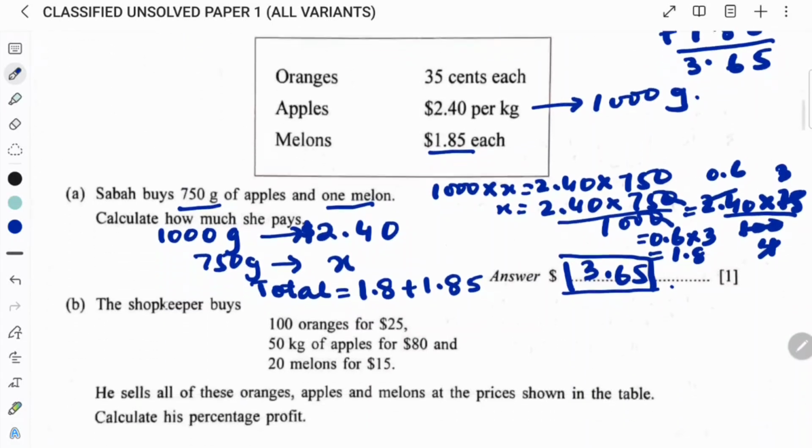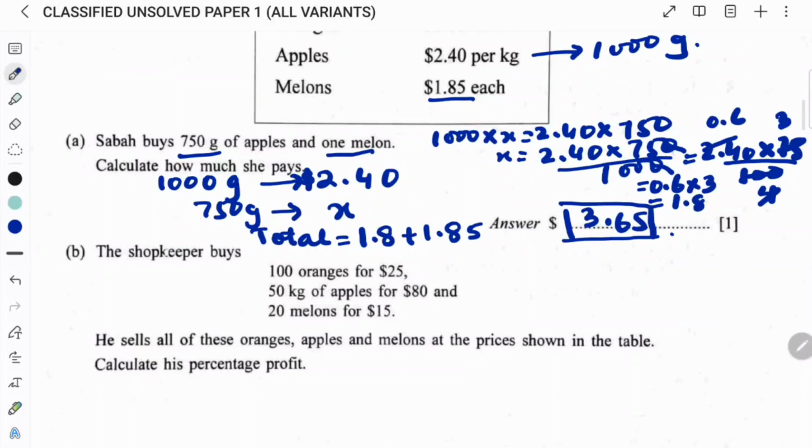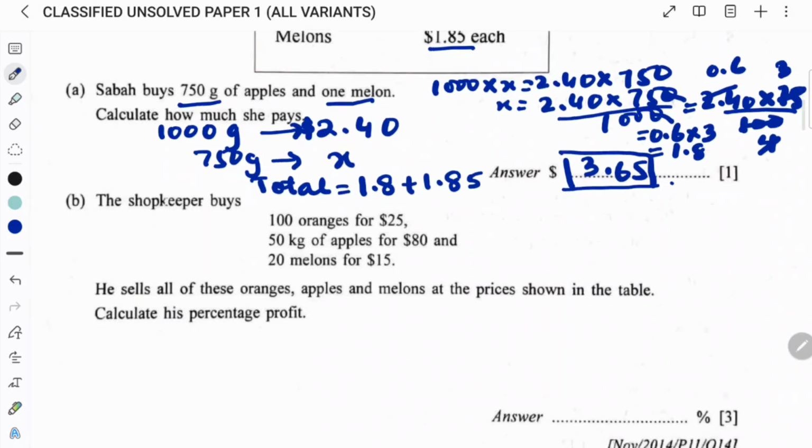All right, so part B. First of all, in this question we just changed the per kg into 1000 grams and then found the cost for 750 grams with the ratio method. Okay, now the shopkeeper buys 100 oranges for $25, 50 kg of apples for $80, and 20 melons for $15. He sells all these oranges and apples and melons at the price shown in the table. Calculate the percentage profit. First of all, we have to find out how much profit it is, and this question is of 3 marks.